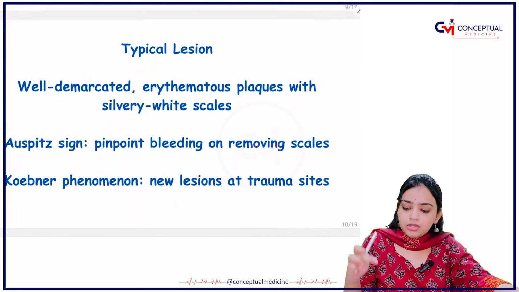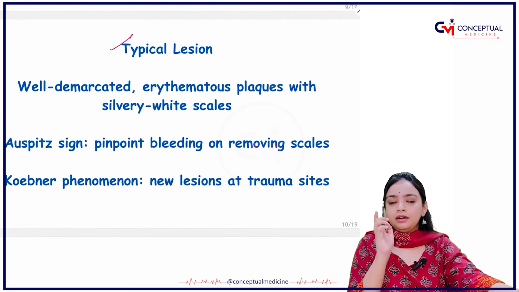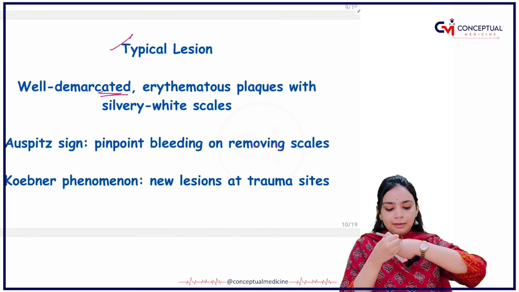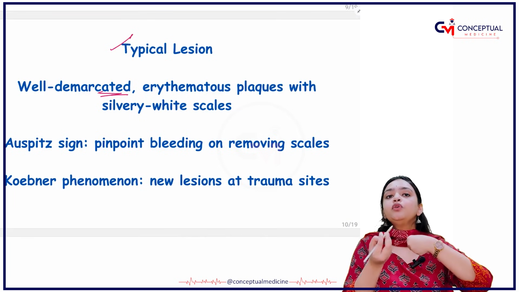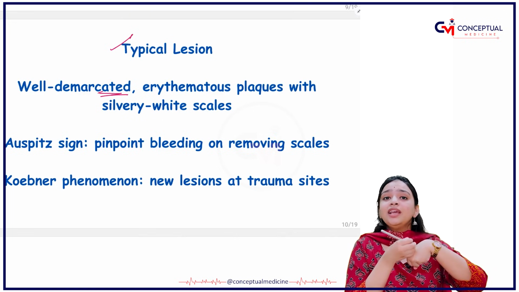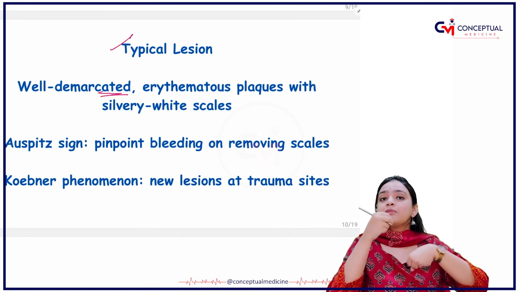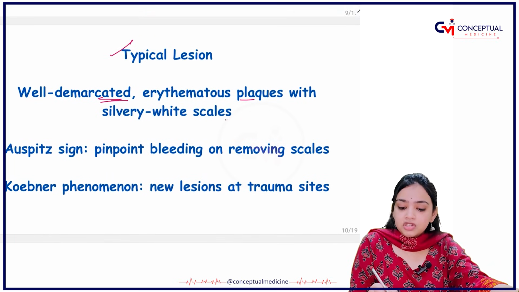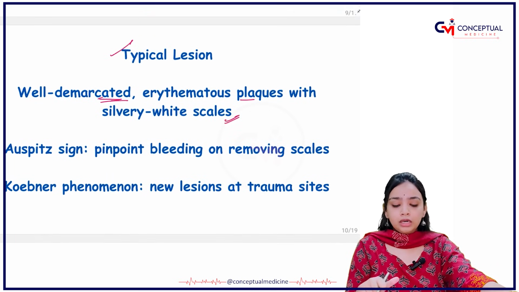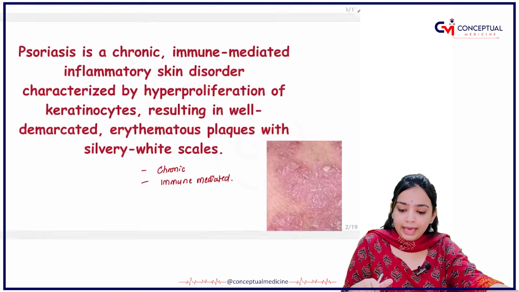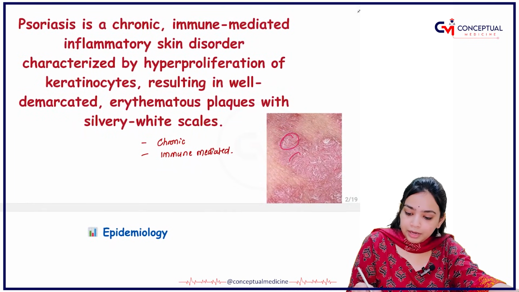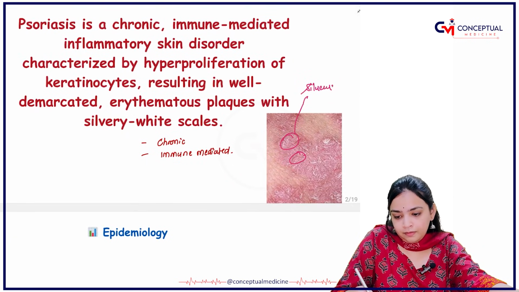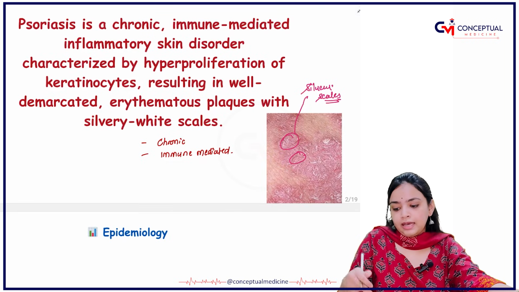What are the clinical features? First one, there will be typical lesions, well demarcation will be present. Like if in this area I am having the psoriasis, you will be able to appreciate that. There will be erythematous plaque with silvery white scales that I have shown you earlier, right? I'll show you again this. These are nothing but the silvery scales that you have.